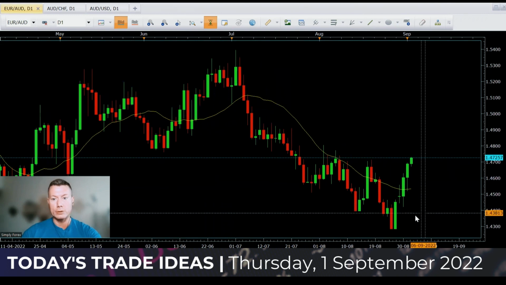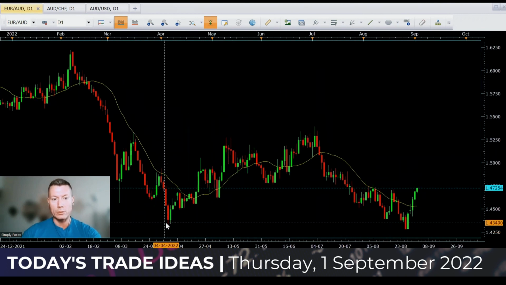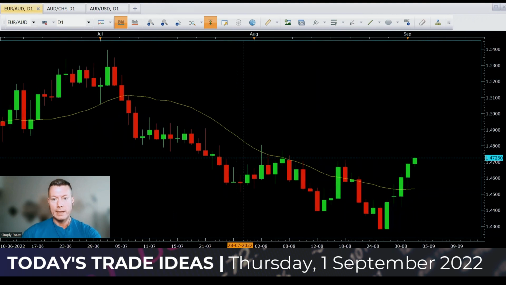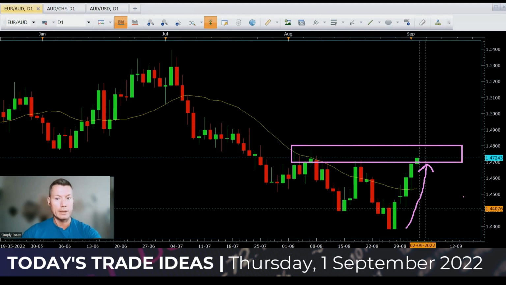The euro against the Aussie dollar. As you can see, it's reacted at these weekly lows. This was a weekly low over here, and price has reacted from there. And as you can see, this is happening with a lot of the euro pairs. The euro is really gathering strength. But what it is doing, guys, it's gathering strength into resistance like this, or support if it's going lower.